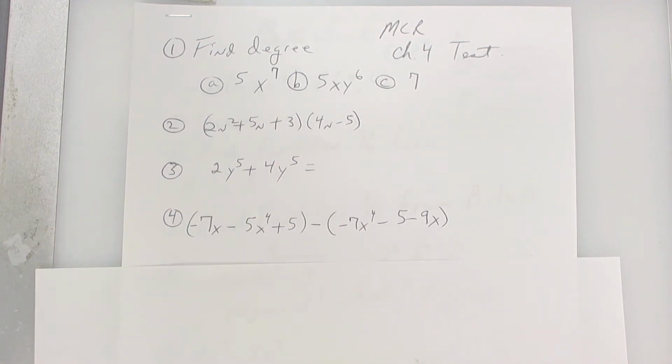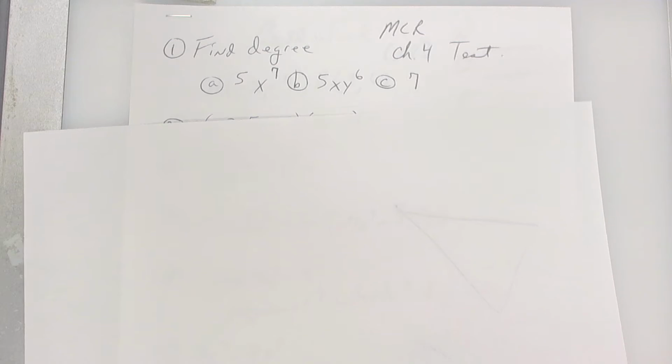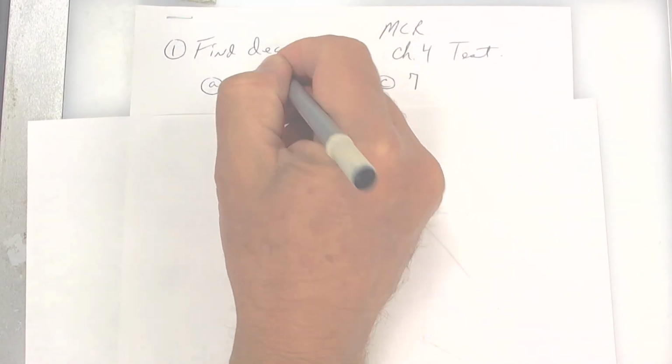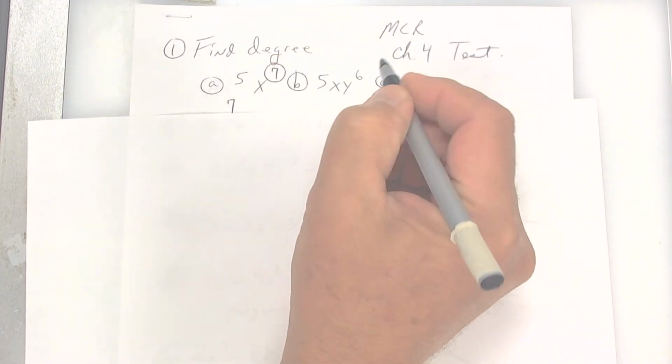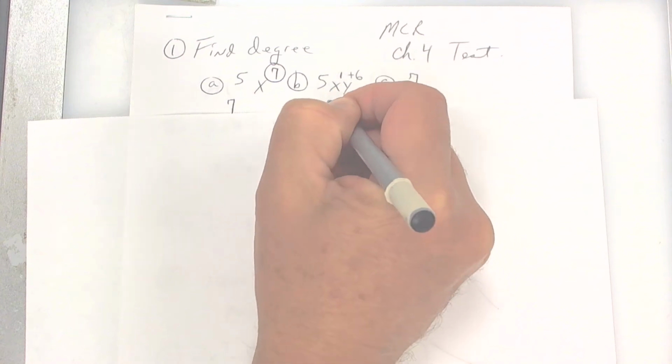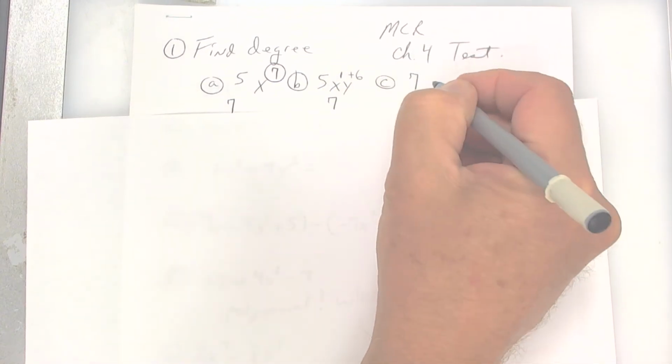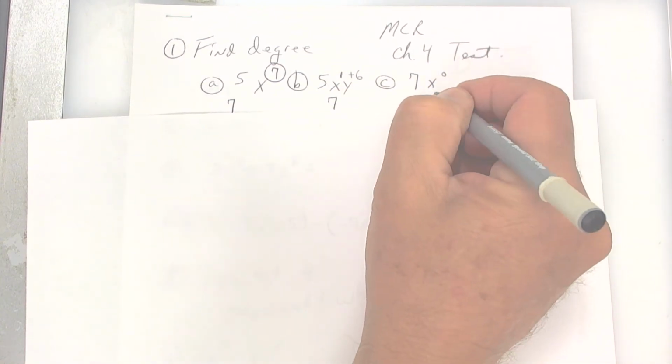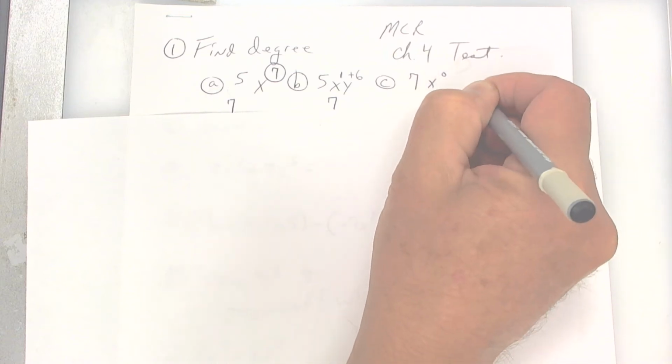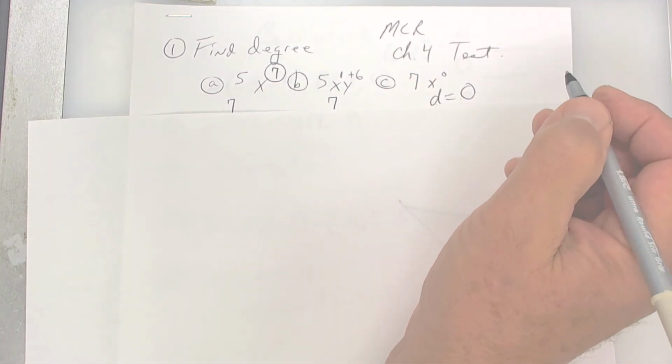Let's take a look. This is the chapter 4 review. It says find the degree. Let's take a look here. The degree here is 7. Here, the degree, you have to add these up, and it's also 7. Here, it's x to the 0 power, so the degree is equal to 0. Make sure you know that.